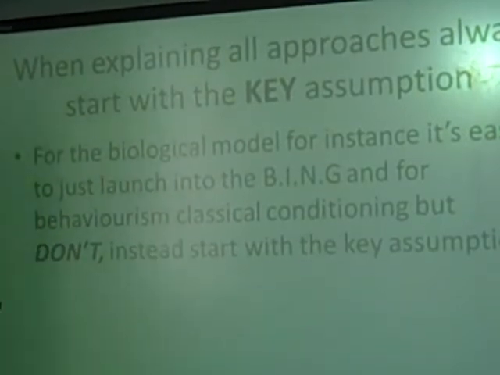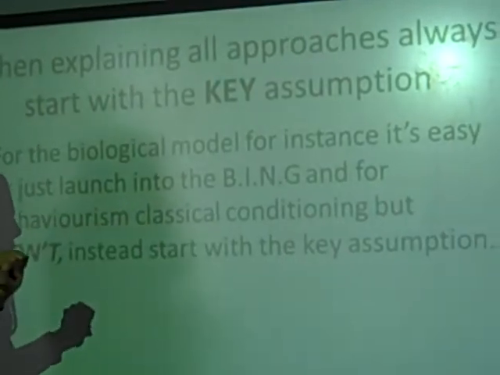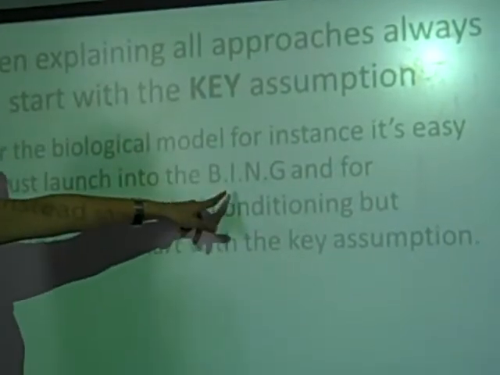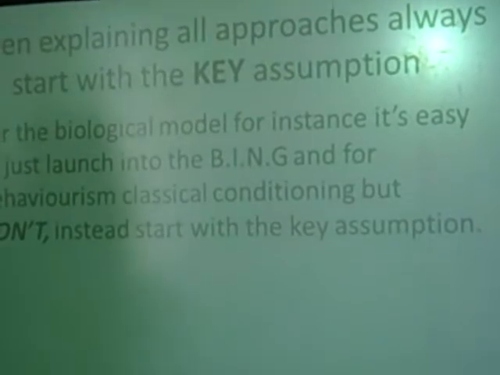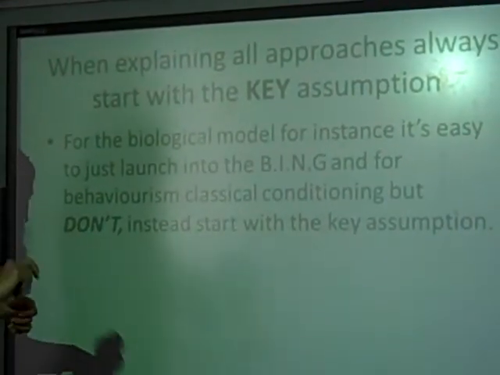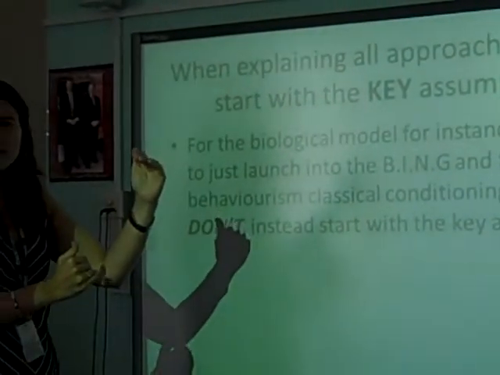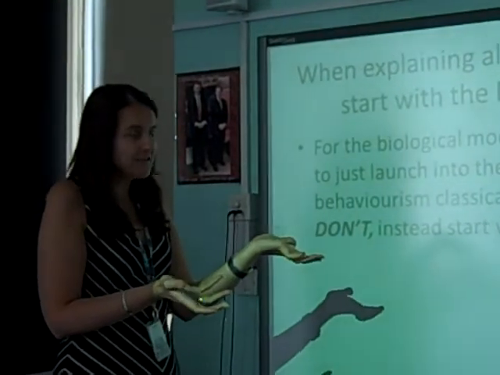So for instance, the biological model, the BING. I'm guessing you know the BING? Biochemistry, infection, neuroanatomy, genetics. It's easy to just go straight in and write the BING. But if you think about it, if you do it properly, that's going to be 3/4 of a side. And if it's only worth 4 marks, that's too much.